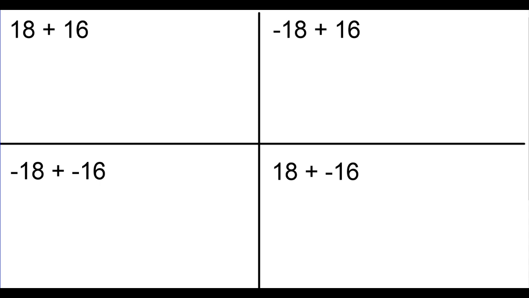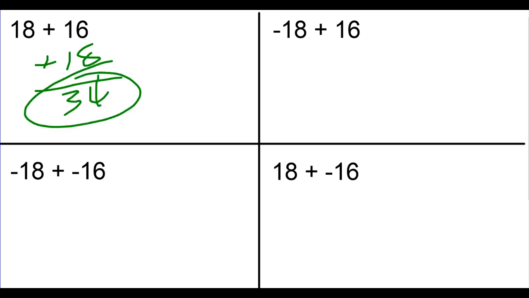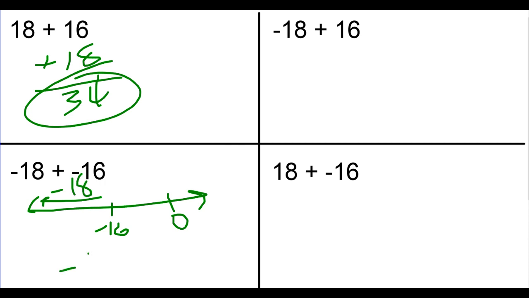Well, again, when we have the same sign, we're going to add. So the 2 left-hand problems have the same sign. 18 plus 16 is 34. So positive 18 plus positive 16 is positive 34. And negative 18 plus negative 16, both of them on the number line, moving in the negative direction, give us a negative 34 because we're going to add their absolute values.